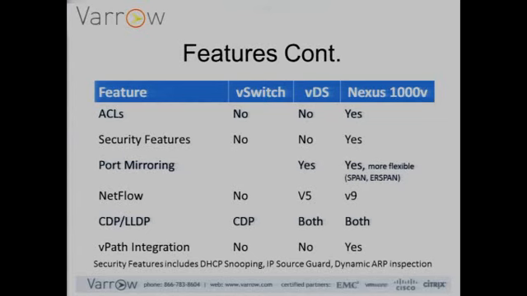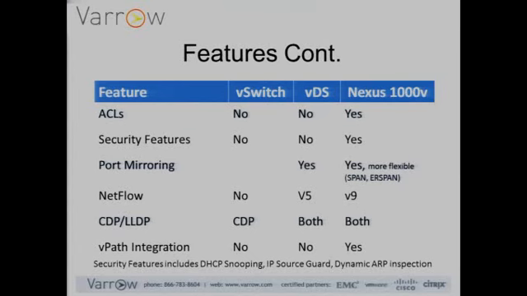Security features. They're listed down at the bottom, such as DHCP snooping, IP source guard, and dynamic ARP inspection. We see requests for these a lot of times in VDI environments. So it's a great way to put an extra level of port security in your VDI environment.